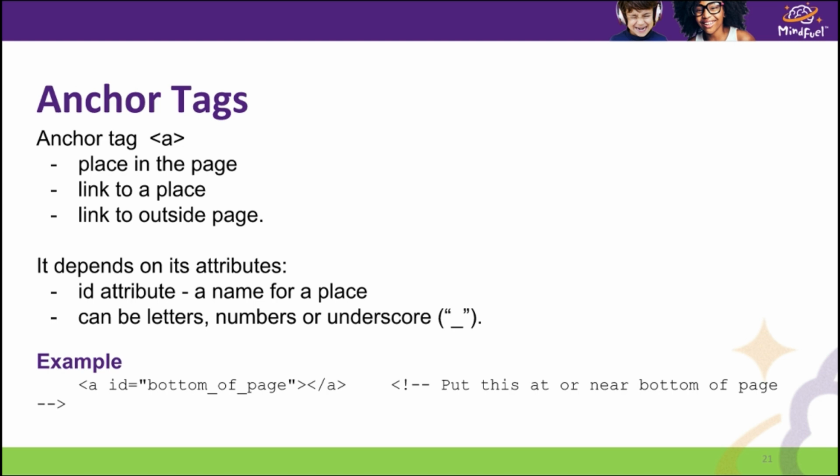The ID attribute gives an identity or name to a place in the page. The actual name can be letters, numbers, or the underscore character. It's your choice, but it should be helpful to other coders as well, or your future self. For example, ID equals bottom_of_page is a good example, assuming this tag is at the bottom of the page, of course.